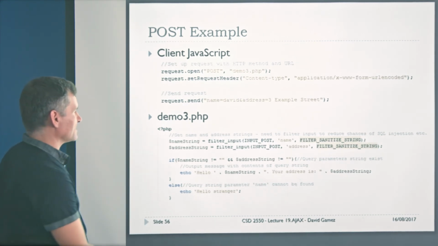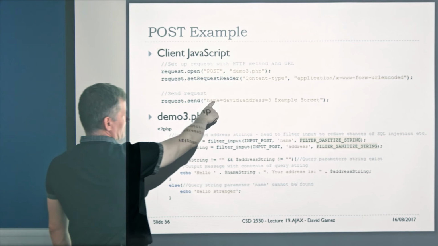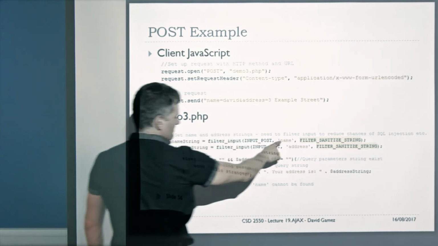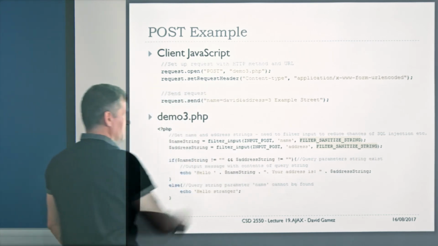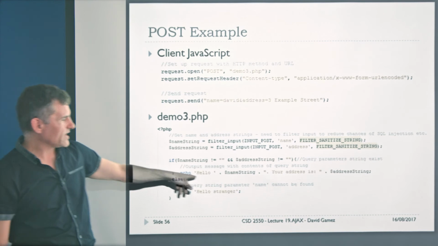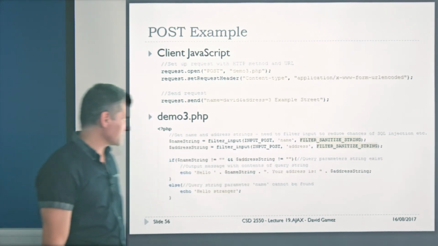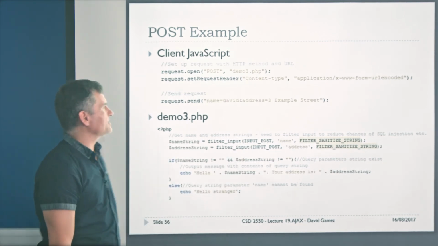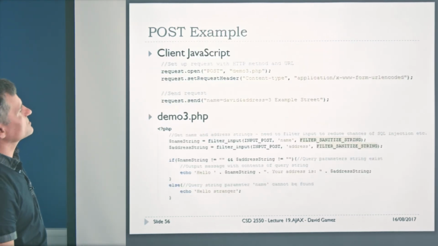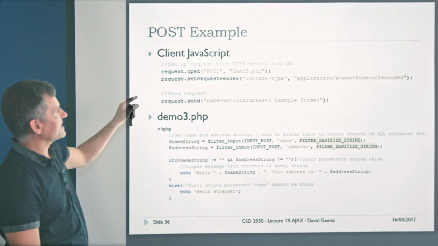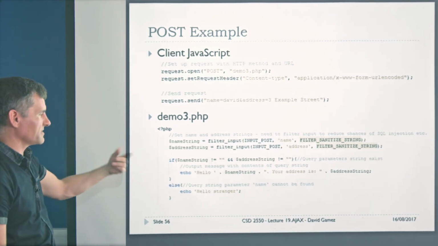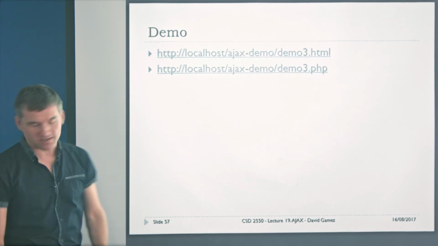Then on the server side, we want to pull out the name and the address. So we have the name string and address string. We're pulling out these two values using filter input. Again, we check that they're valid. If they're valid, we echo the name and the address back to the user. Otherwise, we just say hello stranger. So when we click on send, this is checking that the data's actually getting there and it should be outputting to the user.